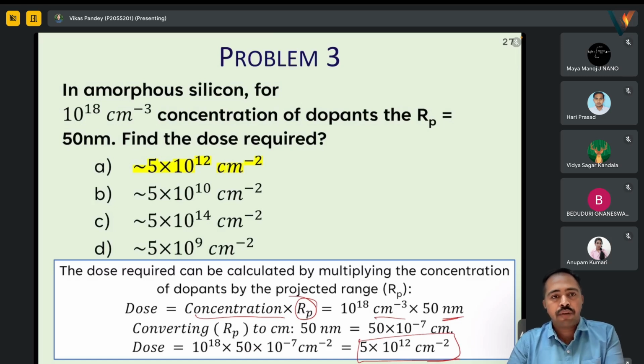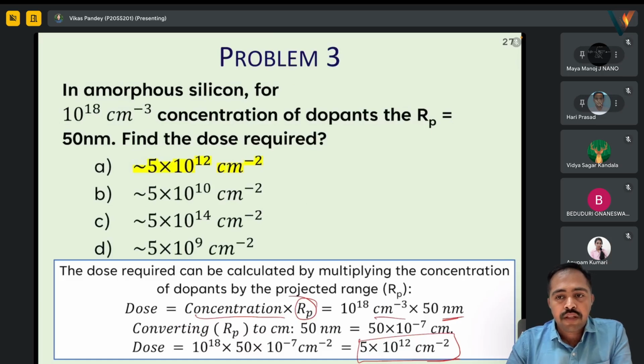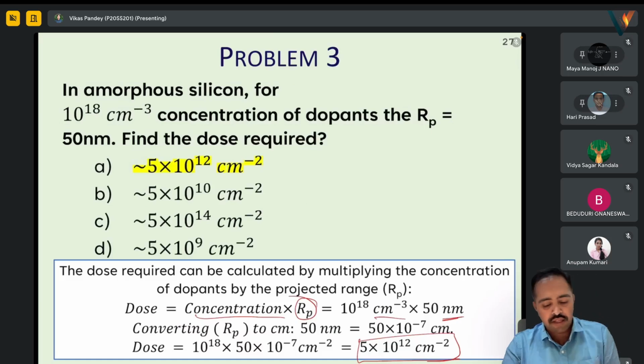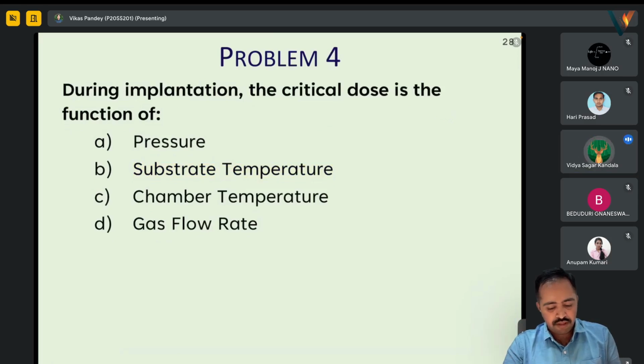Am I audible? Yes, sir. Okay. So let's move to problem 4. During implantation, the critical dose is a function of, I think it's not changing. The slide has not changed, or has it changed? No, sir, it's not changed. Okay, let me check. Yeah, it's changed now.